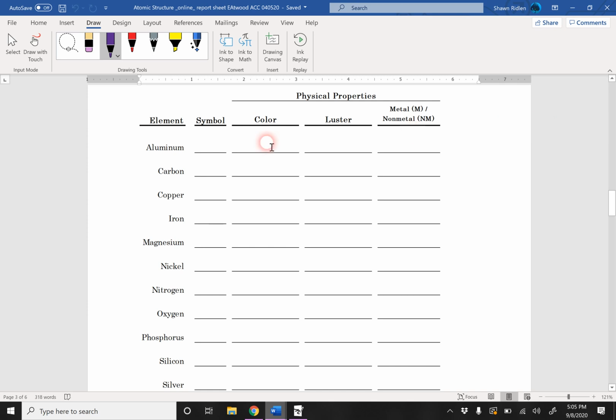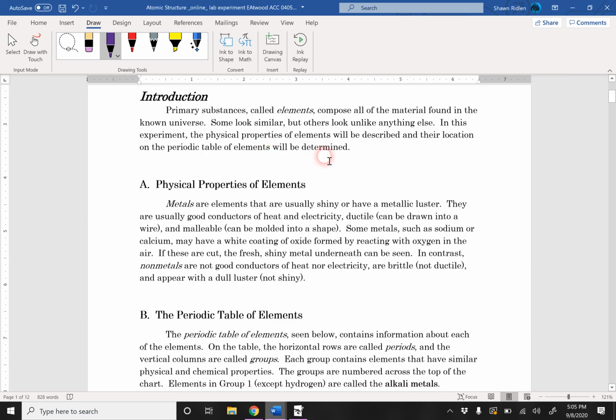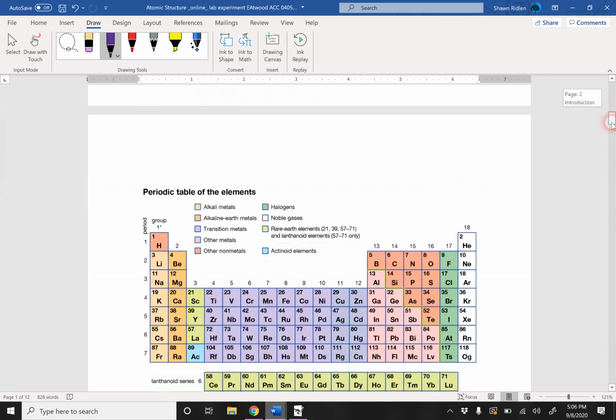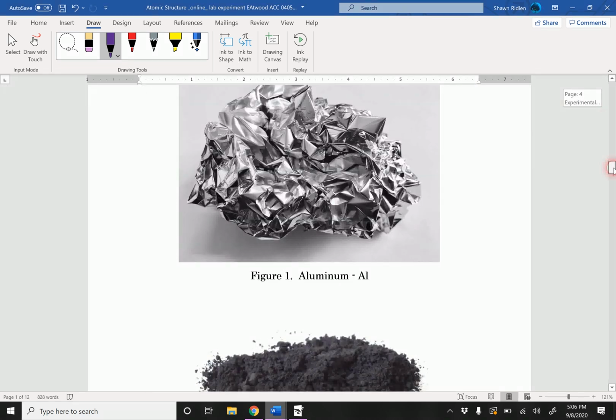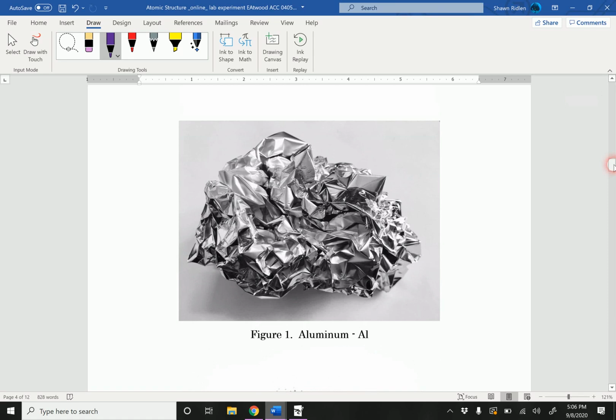Okay, but if we weren't so sure, if we jump back to our experiment sheet and come down a little bit, we'll see some photos of these elements. So here's a photo of aluminum. We all probably could have pictured aluminum in our head, but now we have an actual photo of it. So we can get its symbol, and we can answer the questions about its properties.